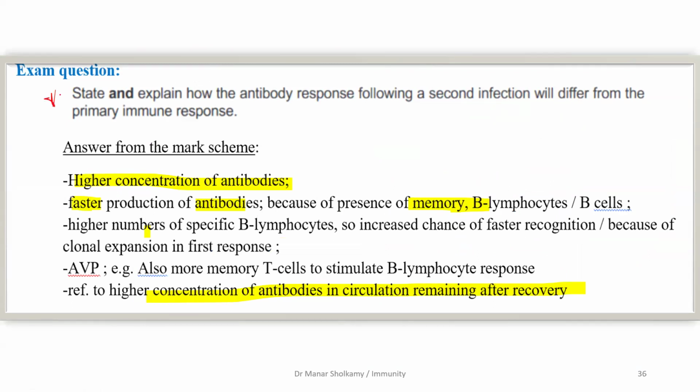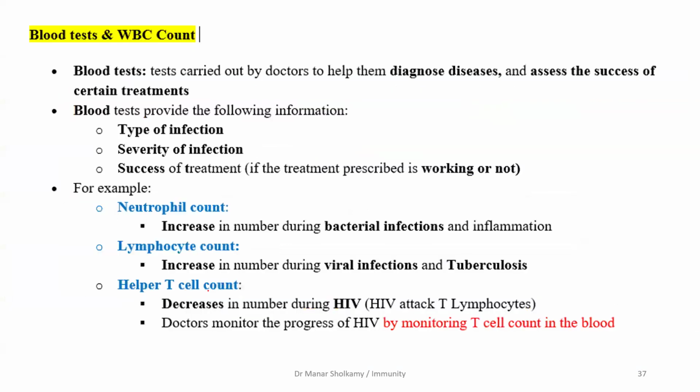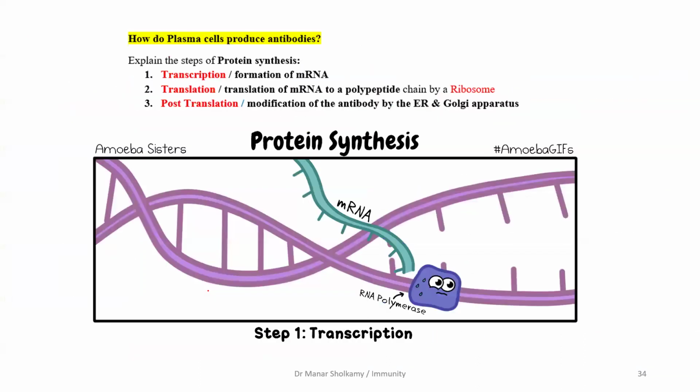So this is a common exam question that we already asked, that we already answered, and this is in your notes, so you'll find it. So how the antibody response following a second infection will differ from the primary infection: faster, quicker, higher concentration of antibodies, and that's it. These are the main points. This was a question out of 3 marks. Of course, you mentioned the term memory cells. Okay. Is this part done? Clear now? Okay, let's go back to the very beginning.